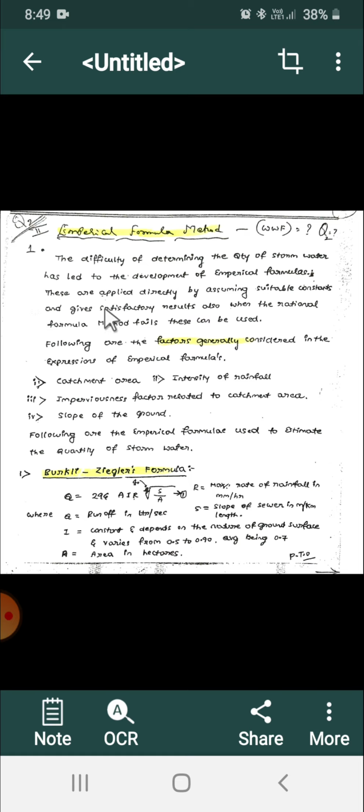In this case, the total syllabus is divided into 10 topics. Under that, 5 topics are from sewer appurtenances and 5 topics from the remaining things. Here, the problems along with the theory they are going to ask. In the examination, from each module, how many questions are they going to ask? 2 plus 2, 4 questions.